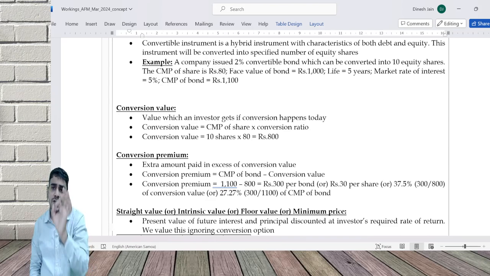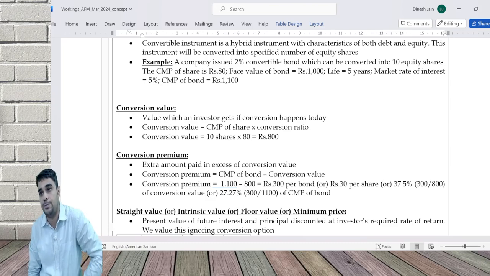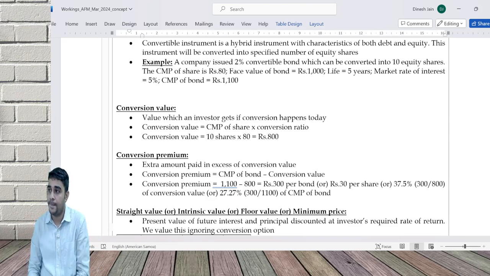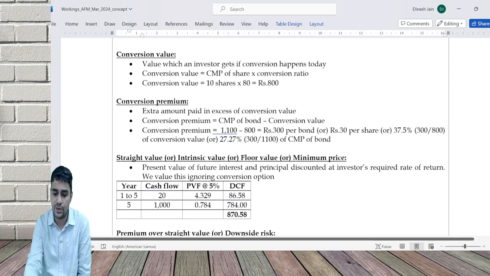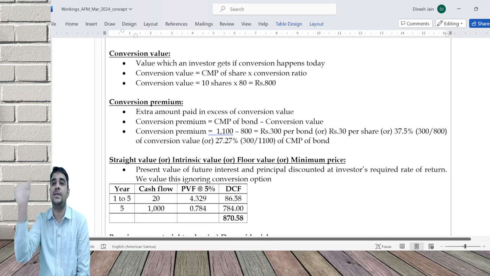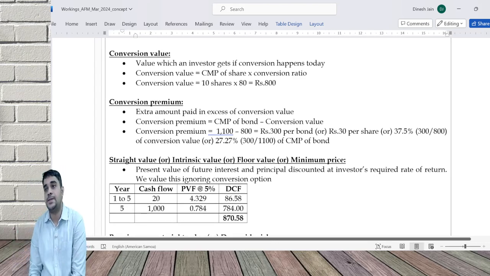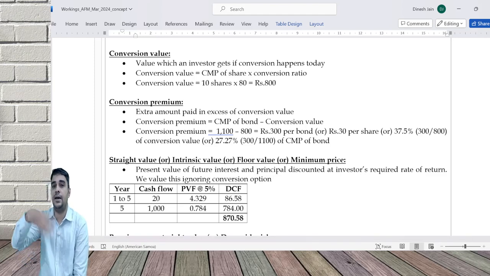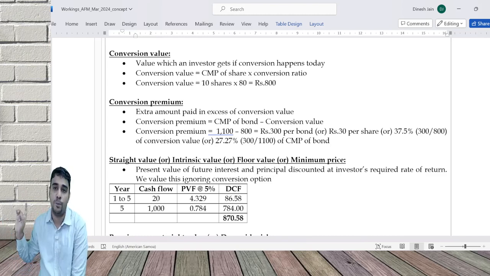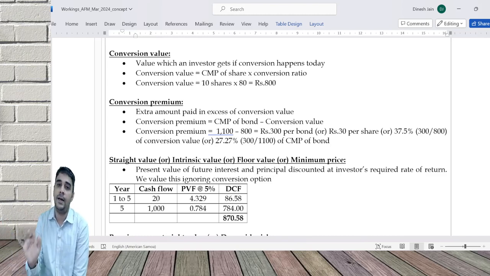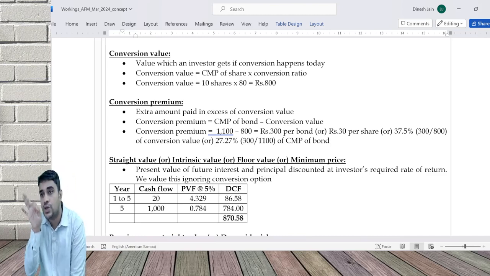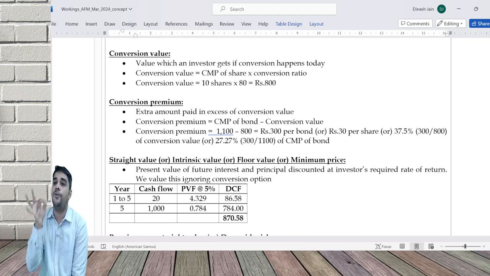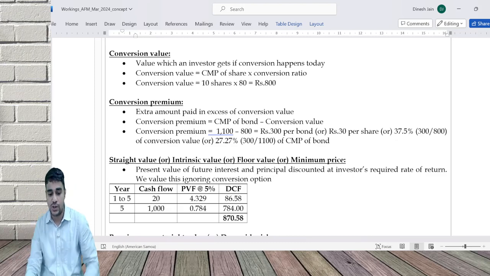In short, conversion parity price refers to the price at which conversion premium will be zero. I don't want any conversion premium. What is the conversion premium per share? 30. 80 plus 30 is the conversion parity price. There are different ways of calculating it. What is conversion parity price? The price at which, if I do conversion today, I suffer no profit, no loss. Now write.